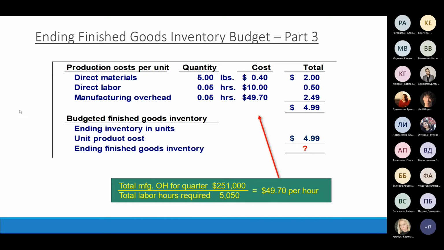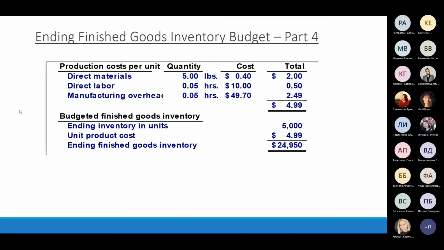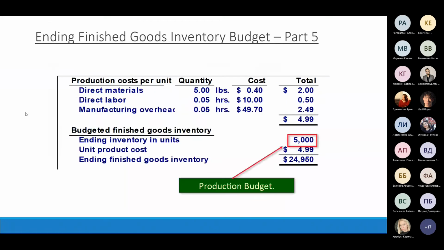And finally, we calculate the unit product cost and ending finished goods inventory in dollars, because we know how many units we have in our warehouse at the end of the period, and we calculated the unit product cost in order to understand what would be the ending finished goods inventory when we complete all the budgets. So this ending inventory is taken from the production budget.